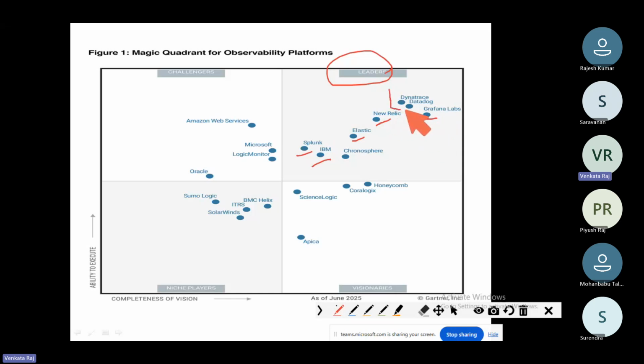And here you see, guys, 2 names at the top. Dynatrace and Datadog. And we are going to learn Datadog. Okay, we are going to learn. So Datadog is a leader. So please remember this. If anyone asks you where is Datadog placed in the Gartner Magic Quadrant, it is in the leaders quadrant. Okay. Clear, everyone?